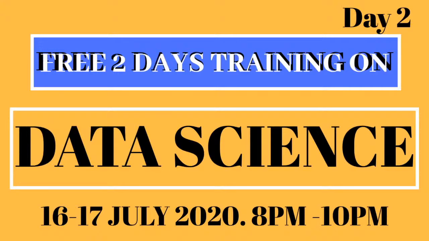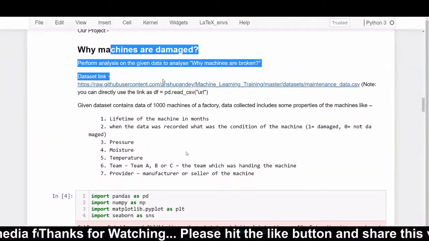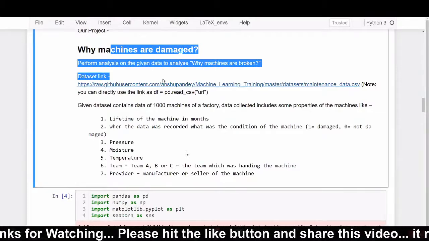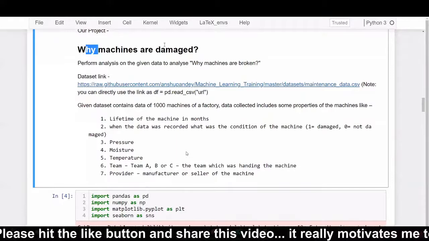We discussed the idea of programming languages, and mainly we spent a lot of good time on understanding the journey of an enterprise, what should be an ideal journey of an enterprise with data science. We started to discuss the project that we're going to work with, which is more of an analytics project, and that's where we talked about the idea of why machines are damaged, right?